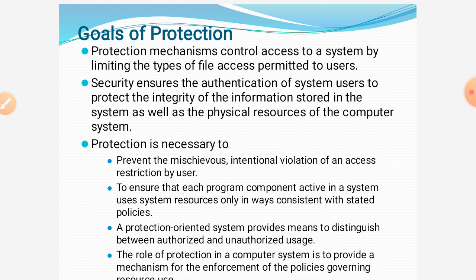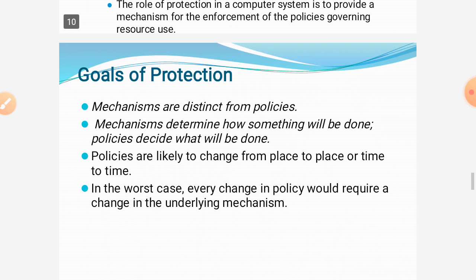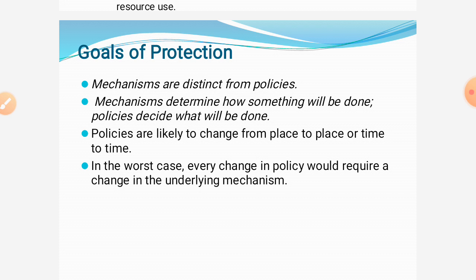The mechanism determines how something will be done, but the policy decides what will be done. Mechanism എന്നാണ് എങ്ങനെയാണ് ചെയ്യുക എന്നുള്ളത് പ്രൊട്ടക്ഷൻ, ബട്ട് പോളിസി ദാറ്റ് ഡിഫൈൻ വാട്ട് വിൽ ബി ഡൺ. The separation of policy and mechanism is important for flexibility. എന്ന് വെച്ചാൽ അത് ഡൈനാമിക് ആണ്, ചേഞ്ച് ചെയ്തുകൊണ്ടിരിക്കാൻ പറ്റും.